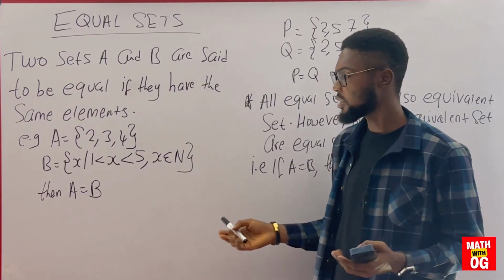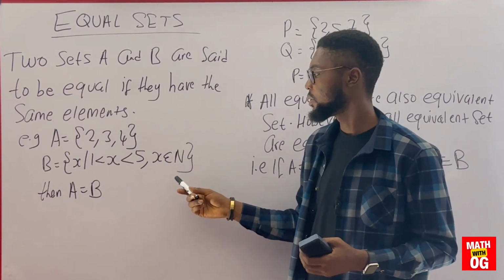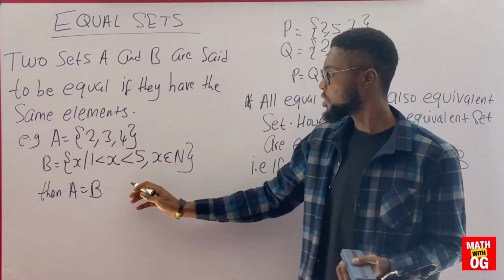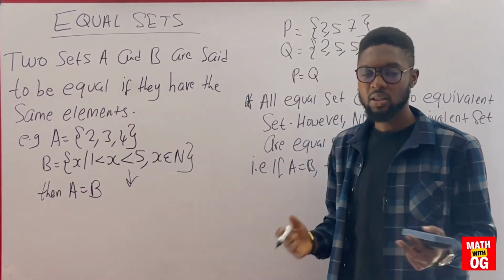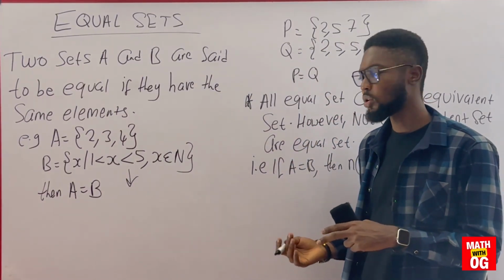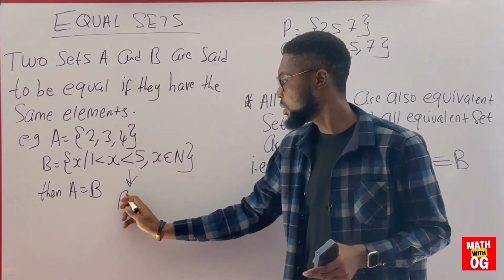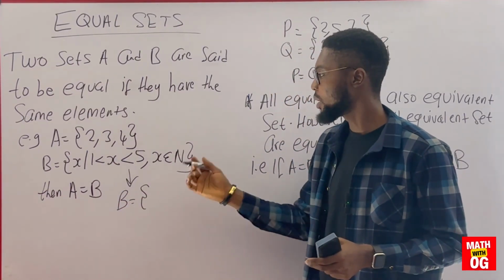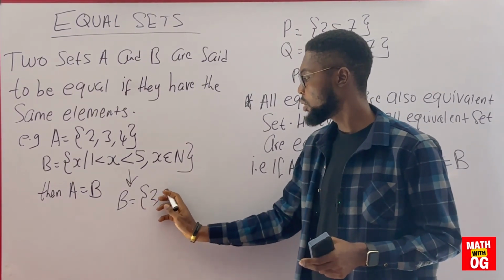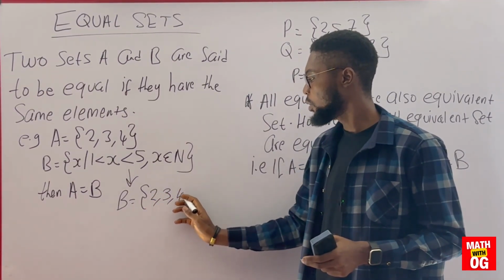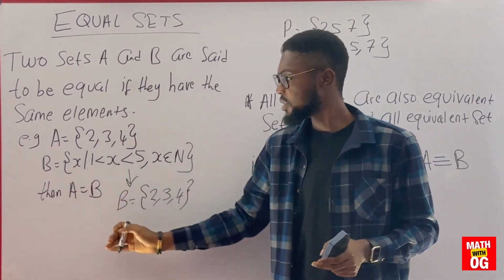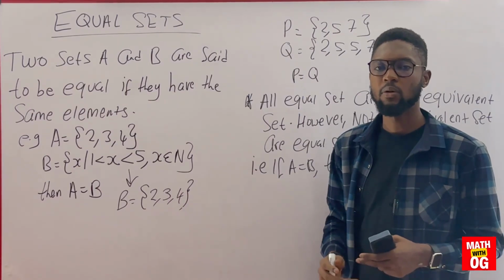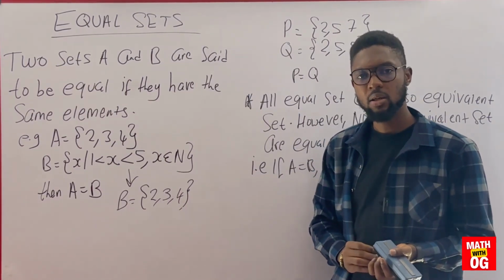If that's the case, what are the positive whole numbers between 1 and 5? You have your 2, 3, 4. So if I'm to change this to the roster method, I think we've done that, how to change from rule method to roster method. My set B will be equal to the whole numbers between 1 and 5, which is simply 2, 3, and 4. So you can see set B is a set containing 2, 3, 4. Set A is also a set containing 2, 3, 4. So we say that both sets are equal.